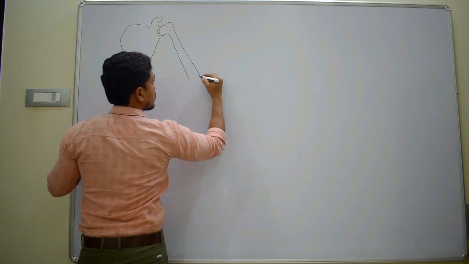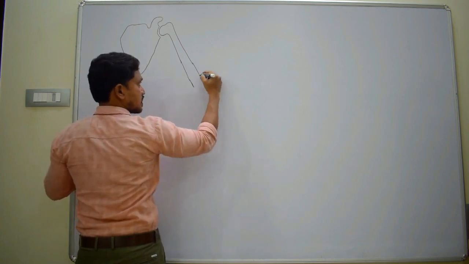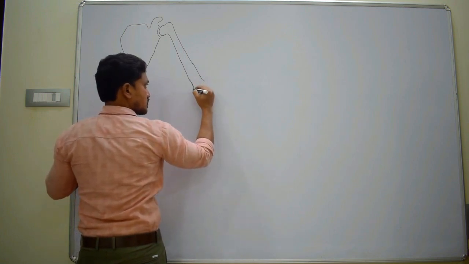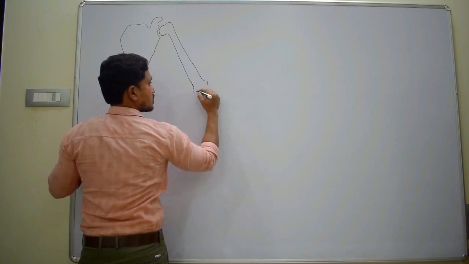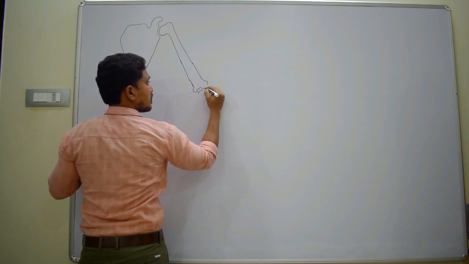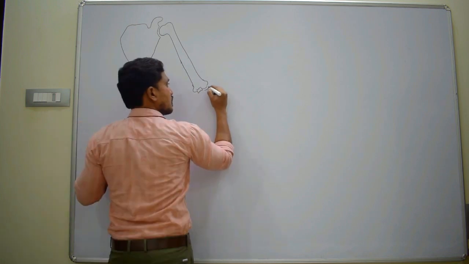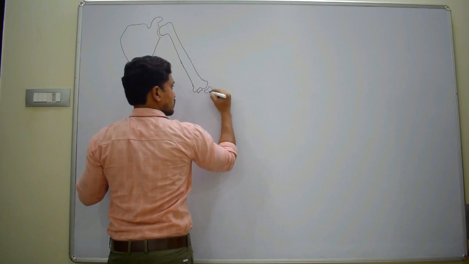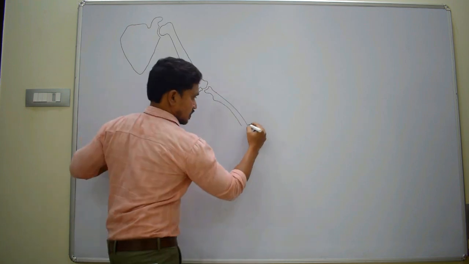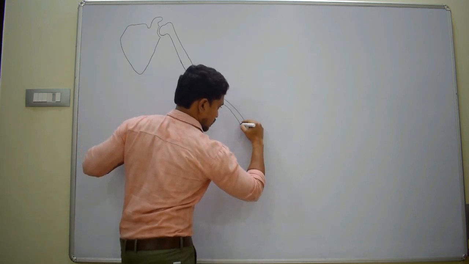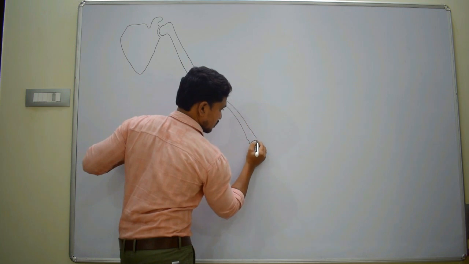Then in the lower part, this is the medial supracondylar ridge, and here is the lateral supracondylar ridge. This is the medial epicondyle, and here is the lateral epicondyle. Here you can see the trochlea, and here you can find the capitulum. Here is the radius. This is the head of the radius. Here is the neck of the radius, here the radial tuberosity, and here the lower end of the radius. This is the styloid process of the radius.